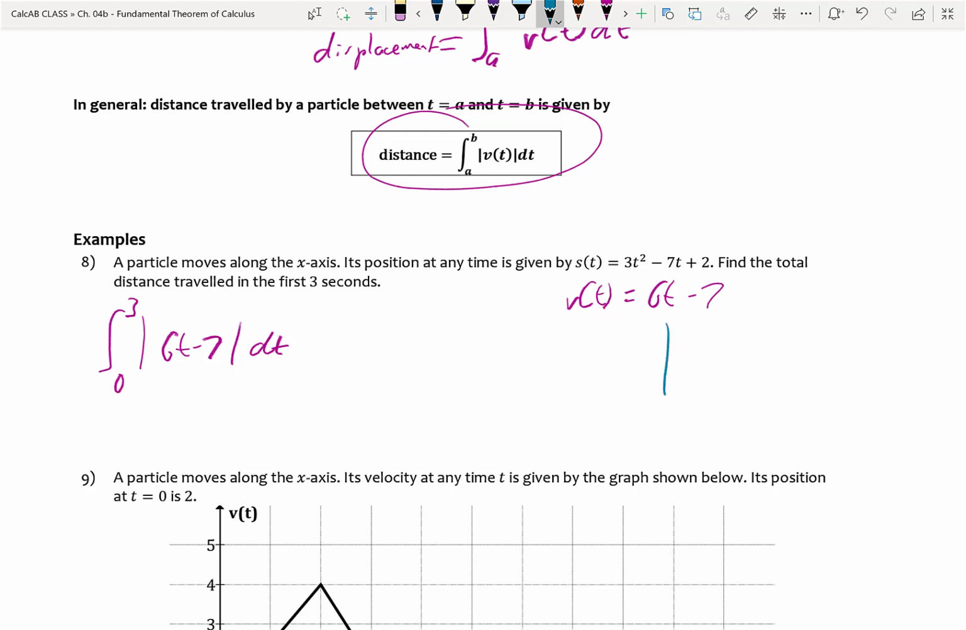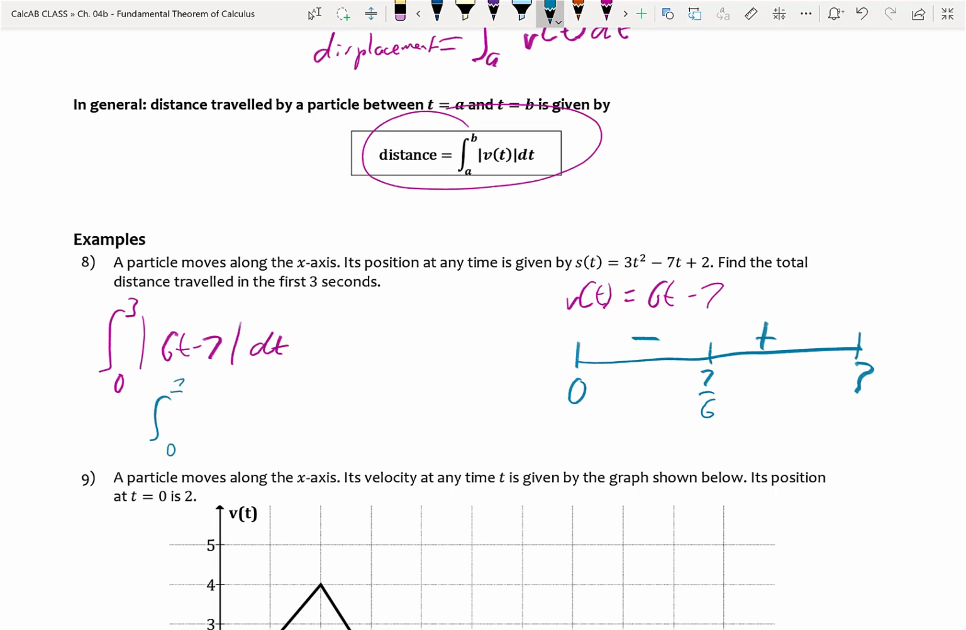So where is v of t positive and where is it negative? What's the critical value? What's the 0 here? 7/6. And will you agree with me that it's positive to the right of it and negative to the left of it? And instead of putting arrows on the right, let's just put chop-off bars because we're going from 0 to 3. Can you break up this integral now for me? If I want to find the absolute value, how do I split the integral up into two pieces?